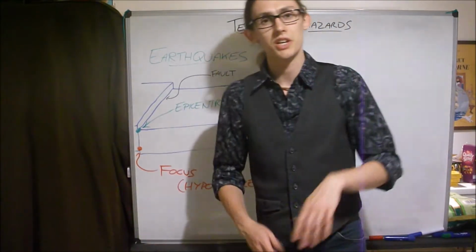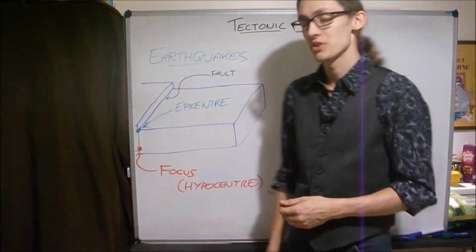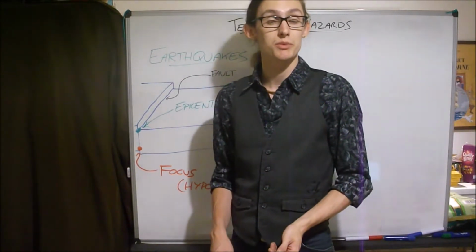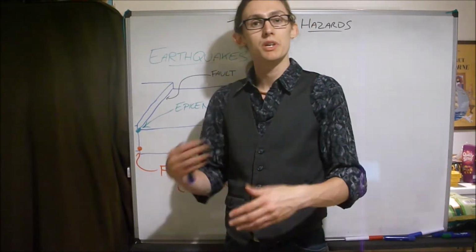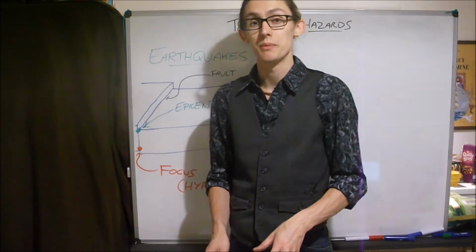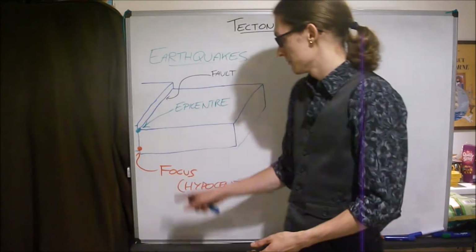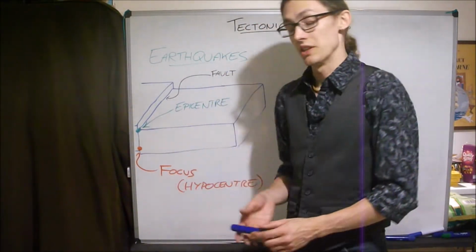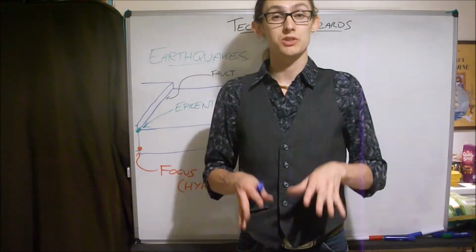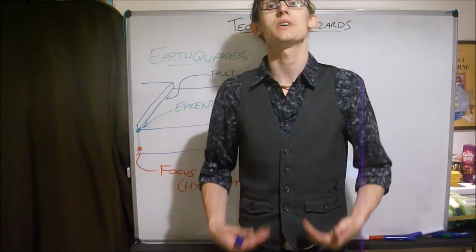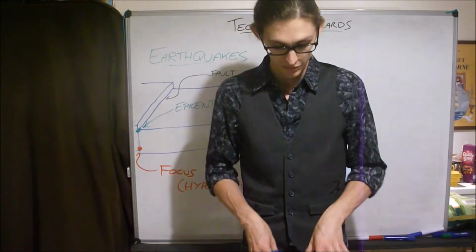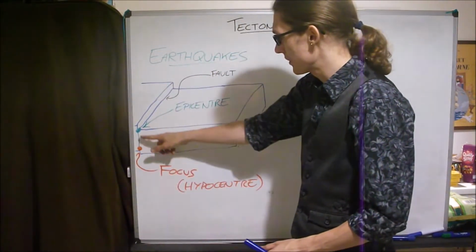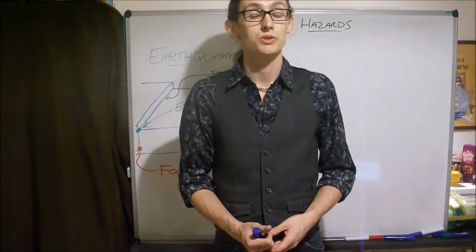The pressure is released at the focus or the hypocenter. Now that focus could be shallow, i.e. only tens of kilometres deep, or it could be very deep, up to 500 or 600 kilometres deep. Either way, that's where the energy is released from. The epicenter is, if you were standing directly above it on the ground, that's where you would feel it first as a person on the ground. So you'd feel that first bit of energy. So it's directly above the focus, the closest point to it.